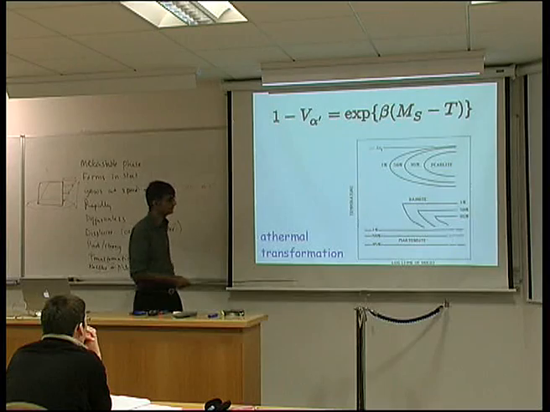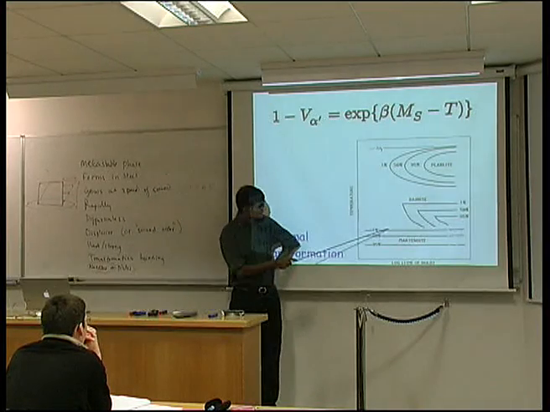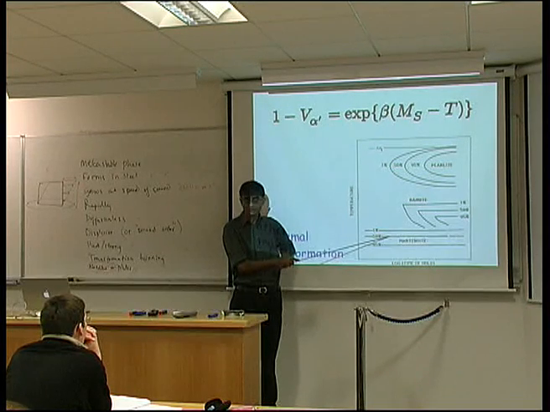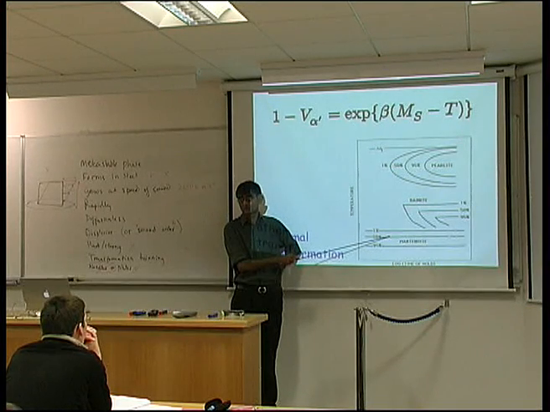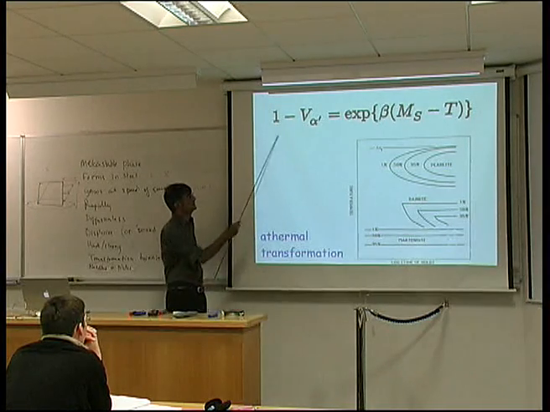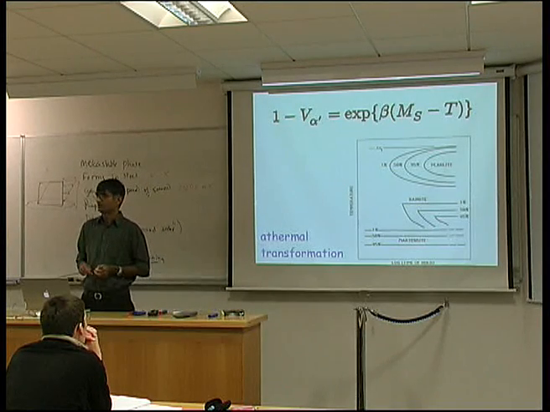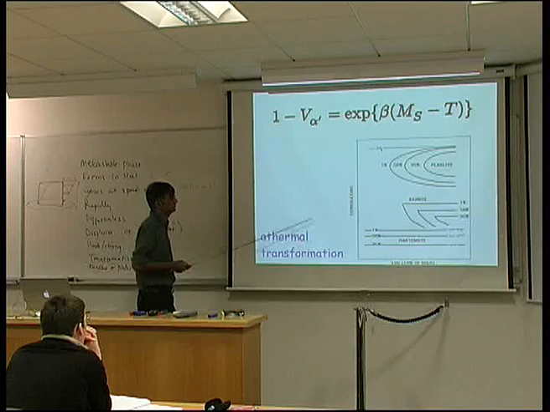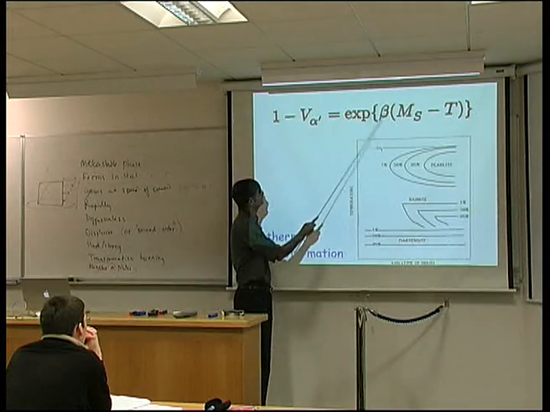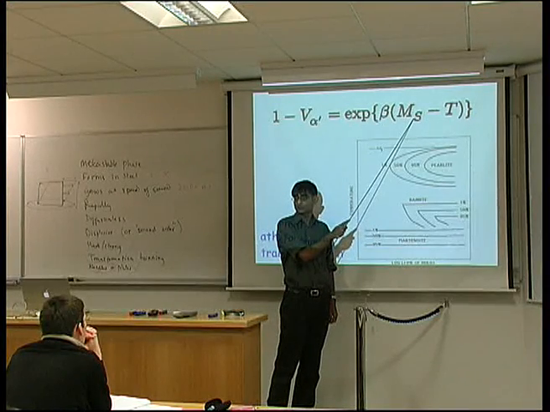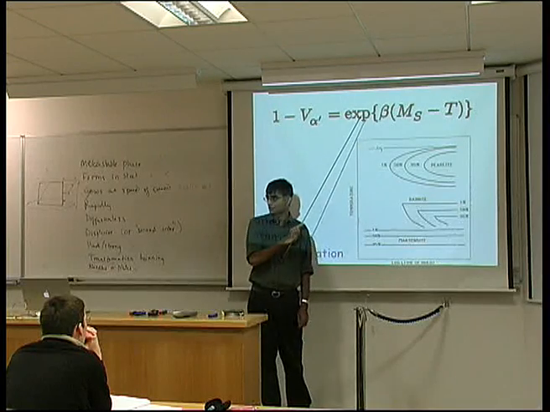So if you look at a time temperature transformation diagram, then let's say this is the martensite start temperature. If I cool here, I will get 50% martensite and no more, no matter how long I hold it. And that is expressed in this equation. I don't want you to worry about the equation itself. You're not going to derive it, but you can see that the volume fraction of martensite is simply related to the undercooling below the MS temperature. And time doesn't appear in this equation.